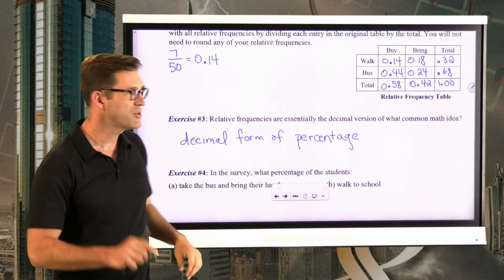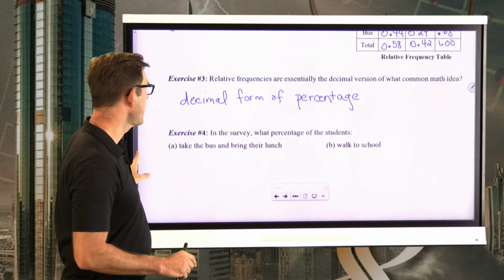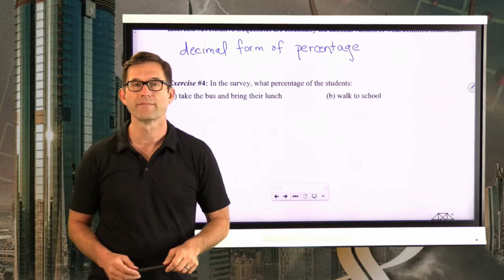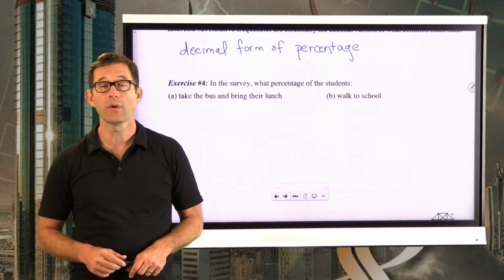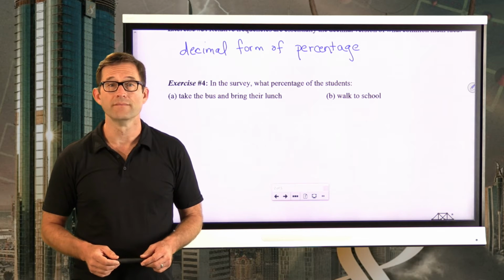All right? Make sure you have that by answering exercise number 4. In the survey, what percentage of the students A, take the bus and bring their lunch, and B, walk to school? See if you can answer both of these, and then we'll go through them.